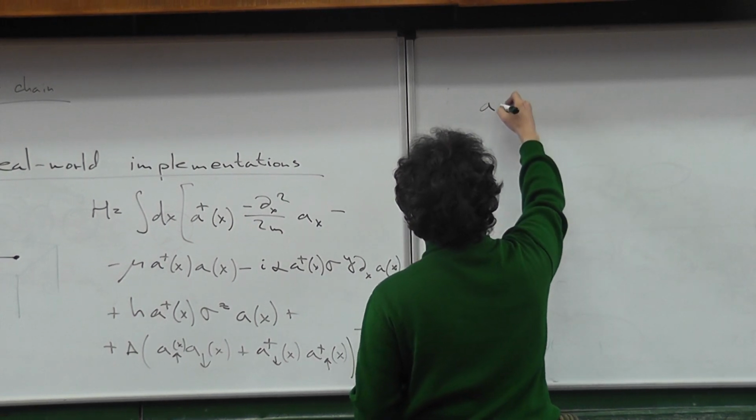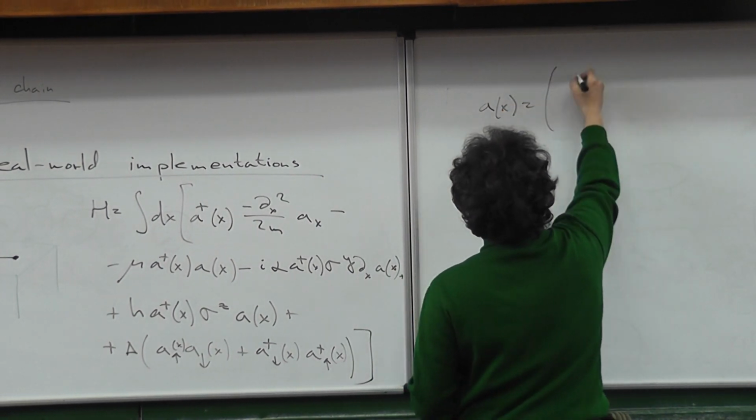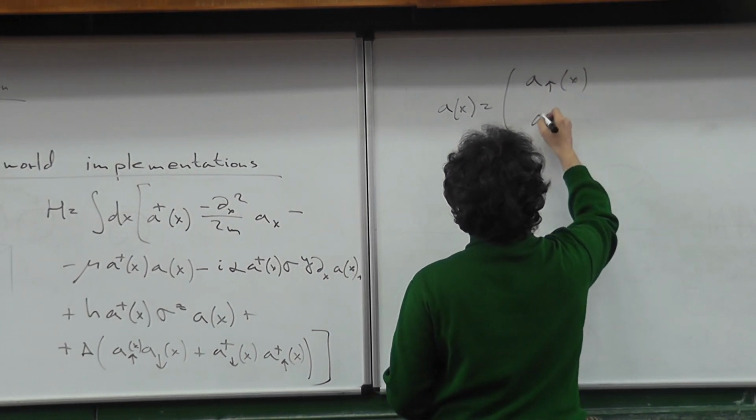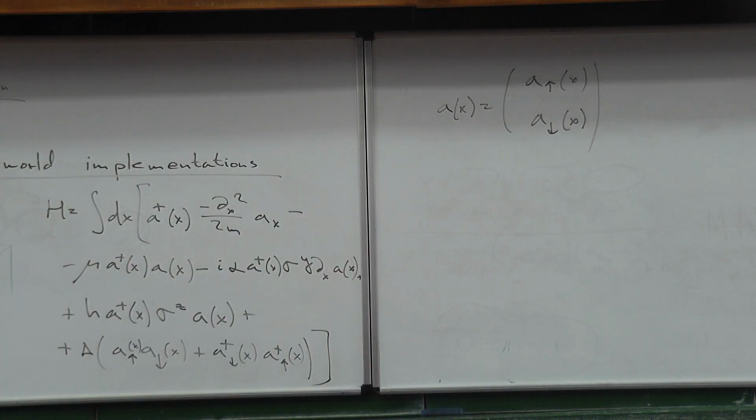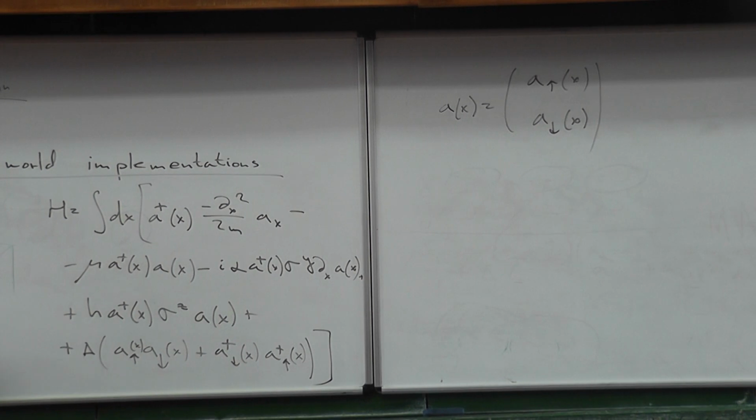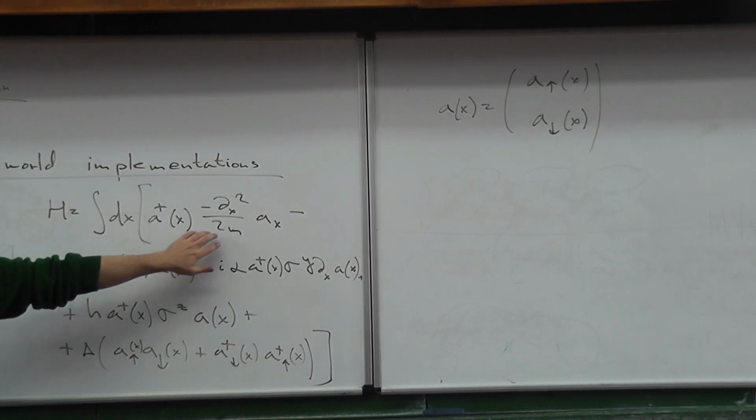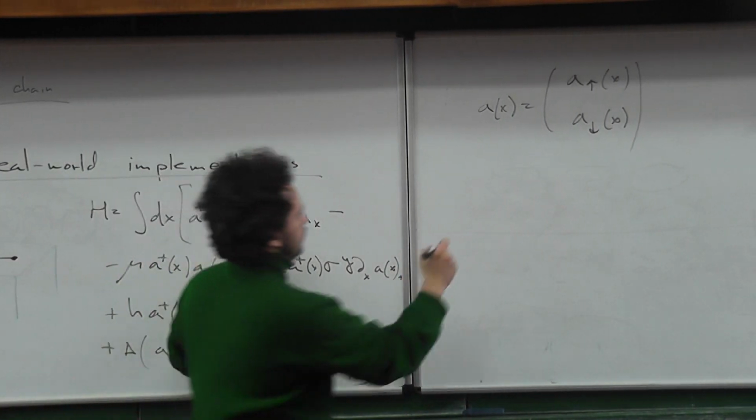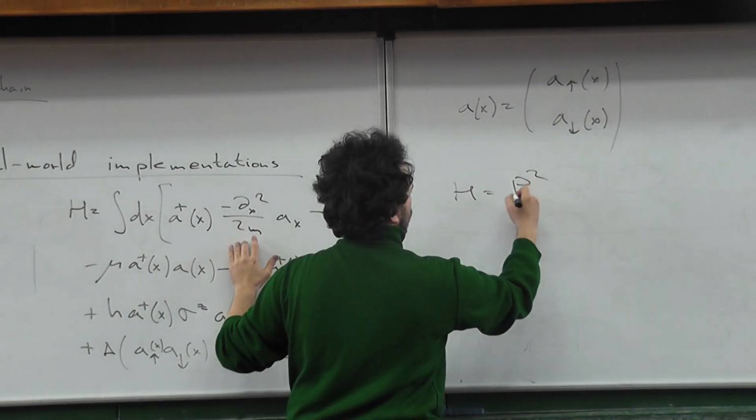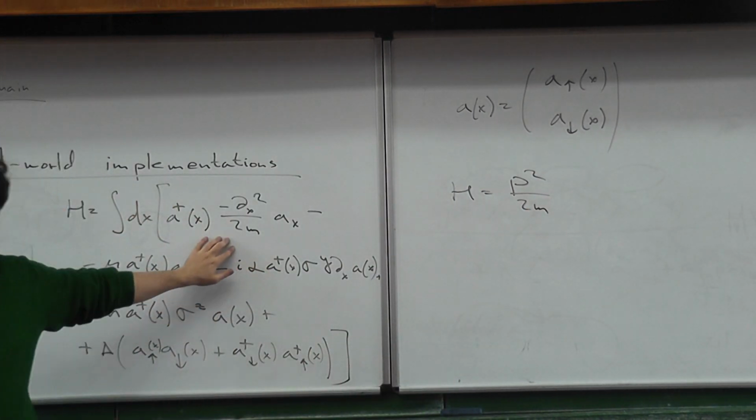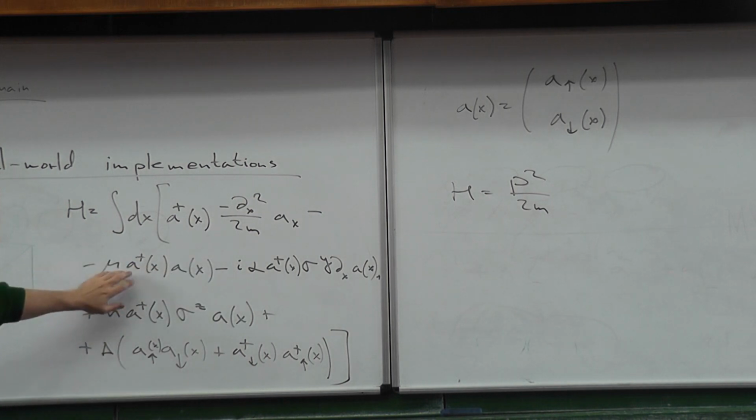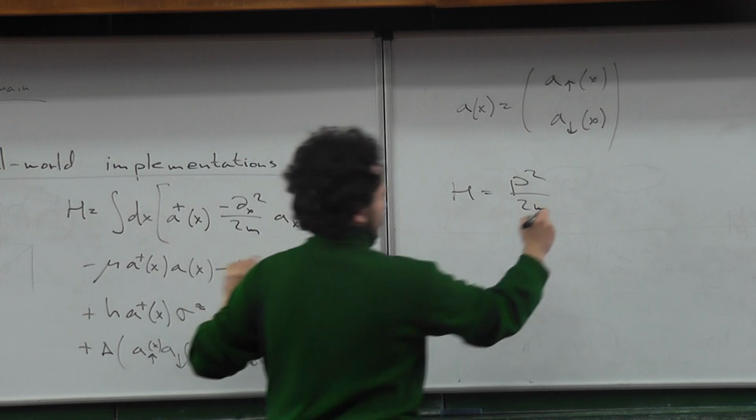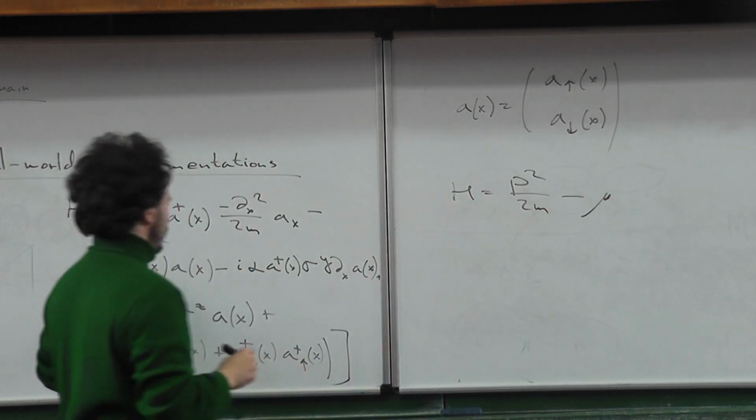By electron operators here, I mean a column of electron operators. One would spin up, and one would spin down. And let's have a look at what the Hamiltonian has here. What is this? This is essentially p squared over 2m. This is the thing that makes the electrons move to the left and to the right. What is this? This is the chemical potential. It was denoted by the same mu.